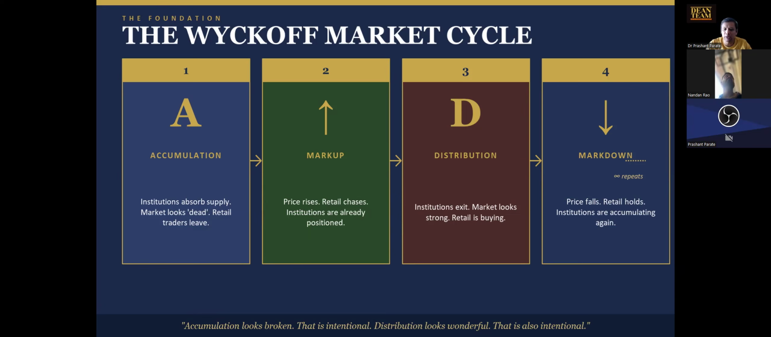In distribution, what happens is everything is shown as good. Prices are rising and only good news is coming. People keep telling that this is a very good stock, the results are very good, everything is fine, and it's going to work out for us.